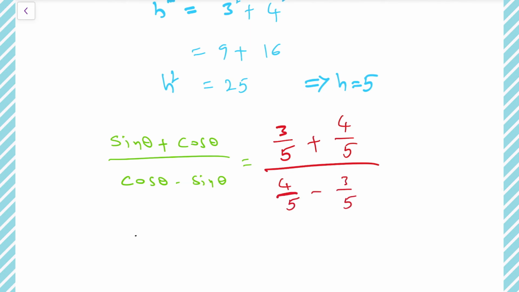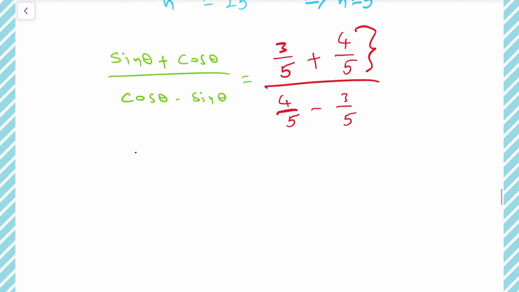If we observe this upper part, both the denominators are same. So add the numerators. 3 plus 4, 7 by 5 whole divided by the lower part. If we observe again both the denominators are same. So subtract the numerators. 4 minus 3, 1 by 5. 5 and 5 both will get cancelled. Then finally we remain with 7.